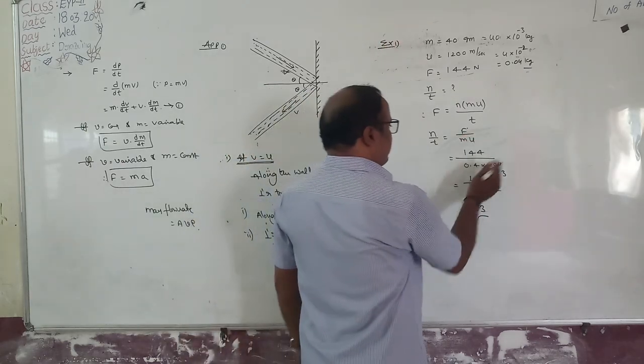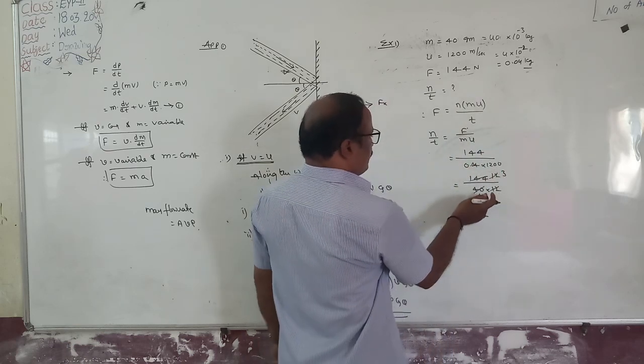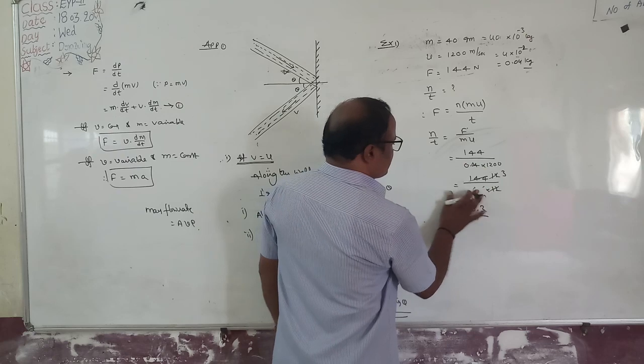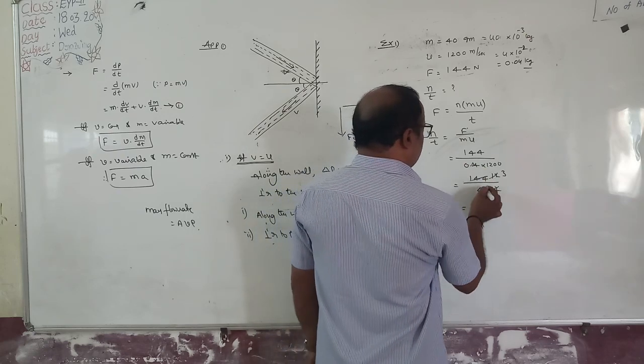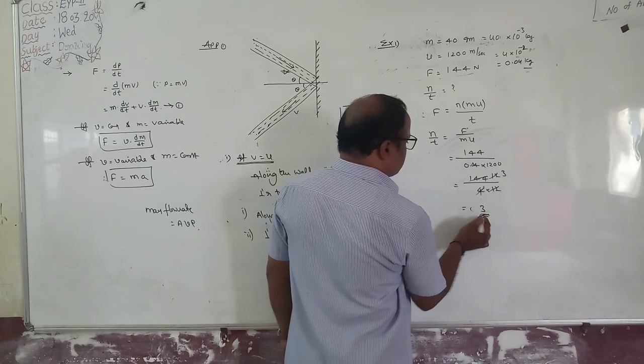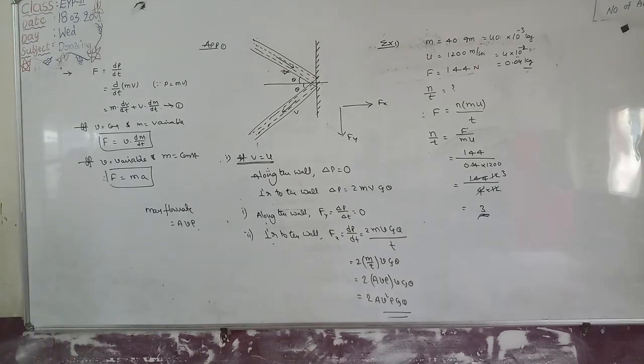Therefore, F by D equals F by N2. This is 0.04 into 1200. 0.04 means this becomes 4 into 12. 12 ones are 12, and 4 ones are 4, threes. So therefore the final answer is 3. The number of bullets fired per second is equivalent to 3. Okay.